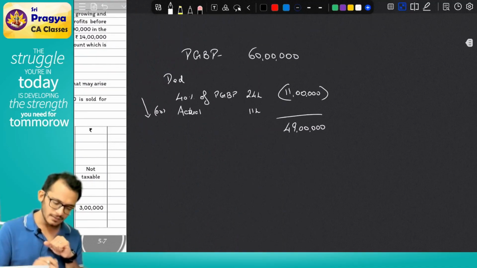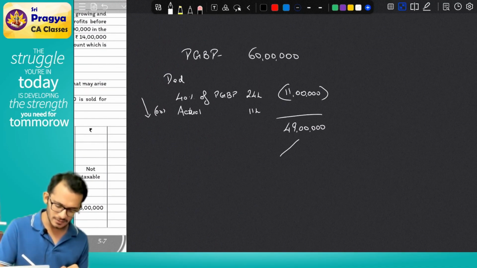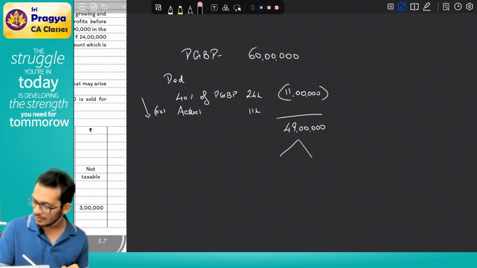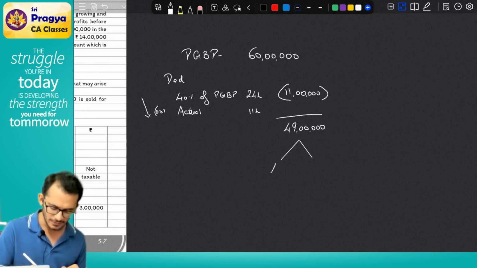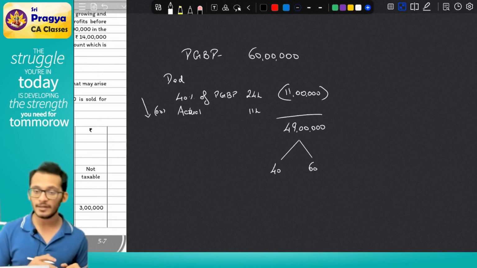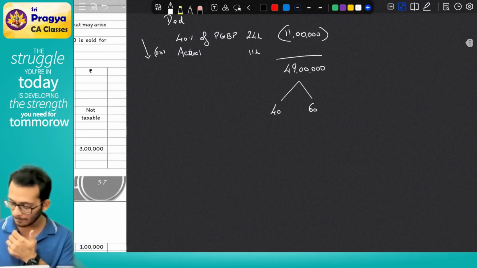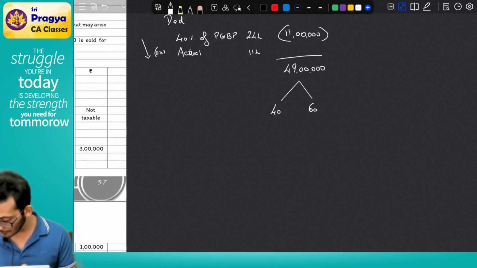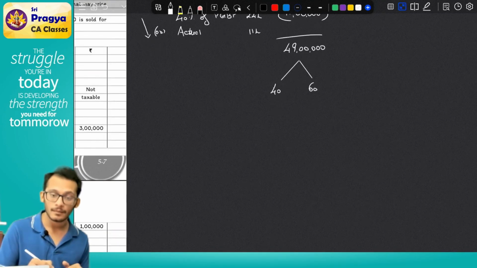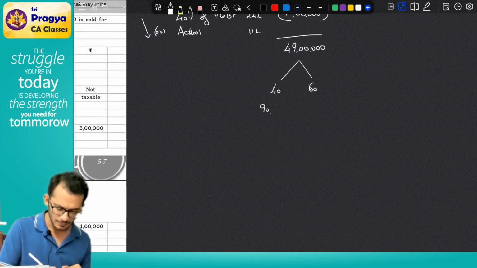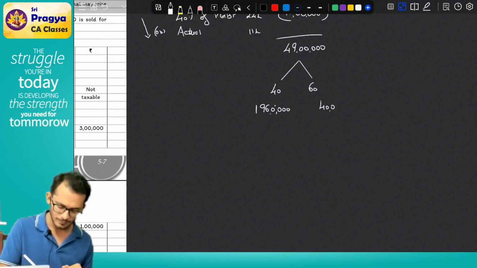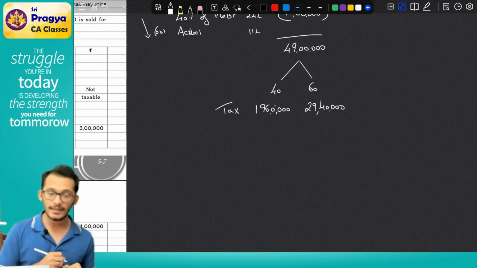I am telling that in this 49 lakhs, 60% will go to agriculture and 40% will go to business. Yes or no? So I am saying split into 40 and 60. 40% of 49 lakh is 19 lakh 60,000, which is my PGBP, and the balance is 29 lakh 40,000. So therefore my taxable PGBP is 19 lakh 60,000.